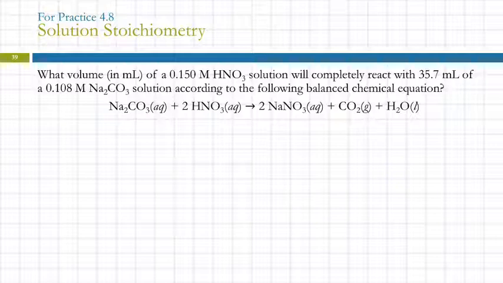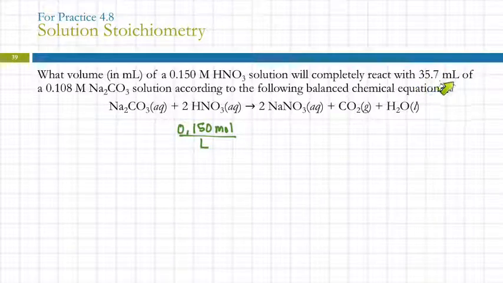What volume in milliliters of a 0.150 molar nitric acid solution will completely react with 35.7 milliliters of a 0.108 molar sodium carbonate solution according to the following balanced chemical equation? Just like with the other stoichiometry problems, let's use this balanced chemical equation to organize the information. So here I've got a concentration, 0.150 capital M. Well, that refers to the HNO3, and so I'm going to write that number here. Yeah, it helps to write the correct number. Instead of capital M, I'm going to write moles over liters.